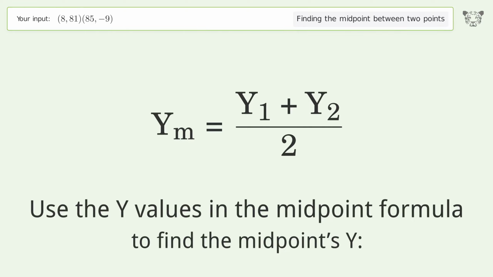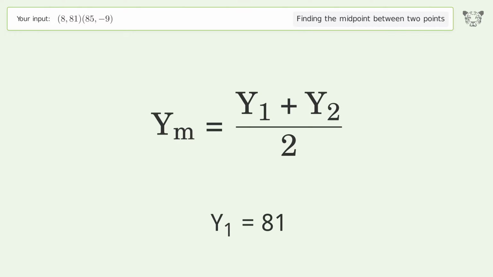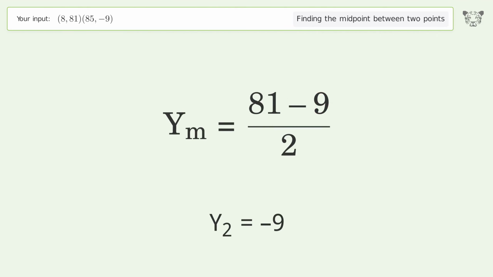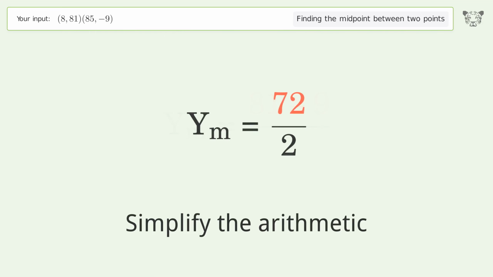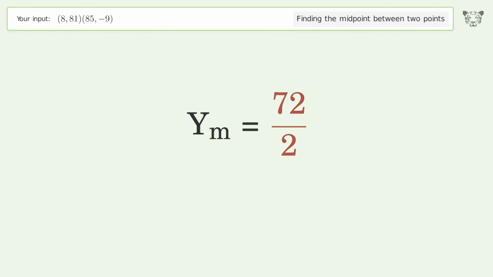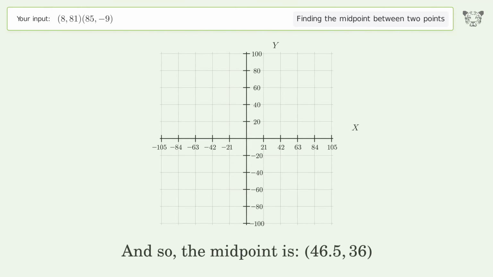Use the y values in the midpoint formula to find the midpoint's y. y1 equals 81. y2 equals -9. Simplify the arithmetic. And so, the midpoint is 46.536.